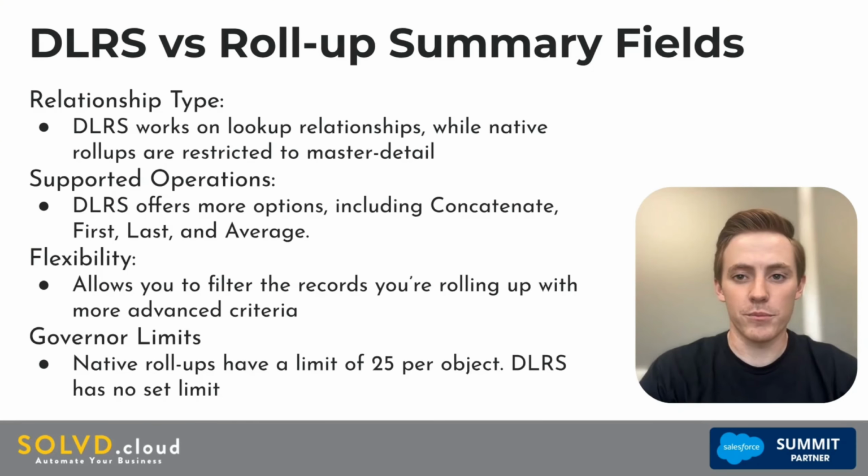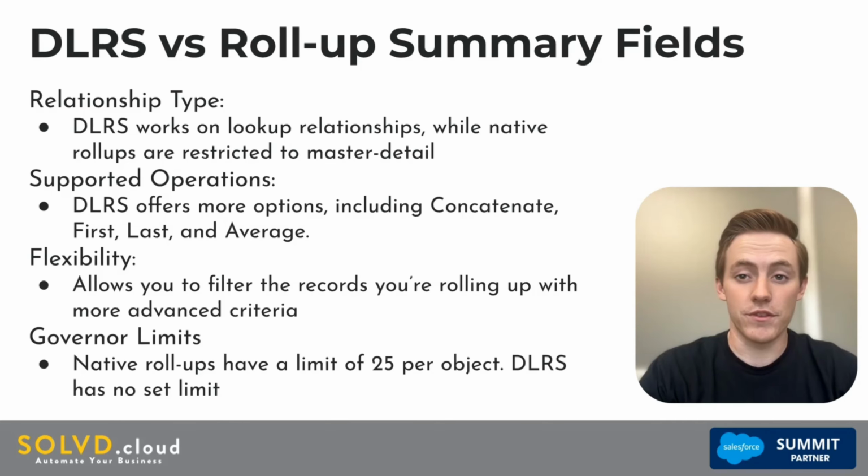Let's look at a quick comparison between DLRS and our classic rollup summary fields. The biggest difference is the relationship type. Native rollups are limited to master detail, which can be restrictive. DLRS, on the other hand, works on any lookup, giving you a ton of flexibility. DLRS also supports more operations. Beyond just sum and max and count, you can use it to find the first or last value, get an average, or even concatenate text fields.